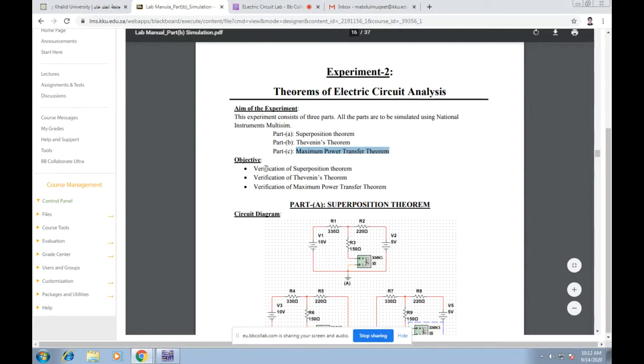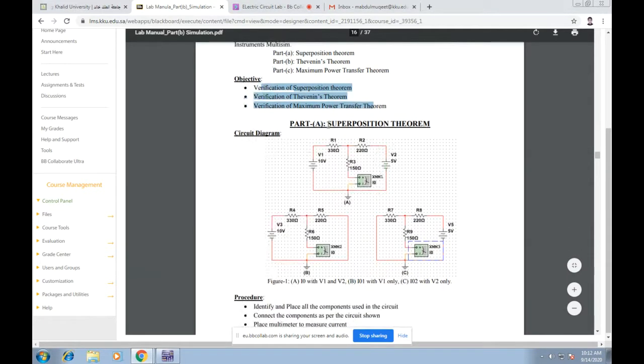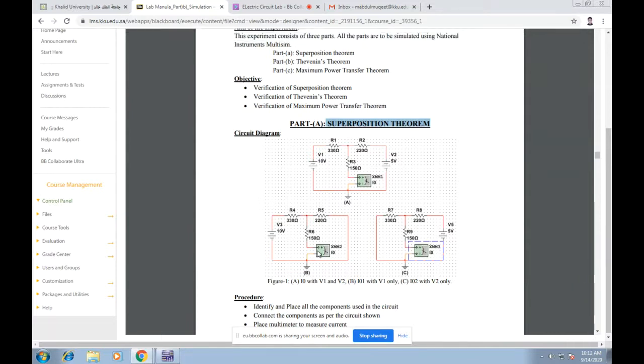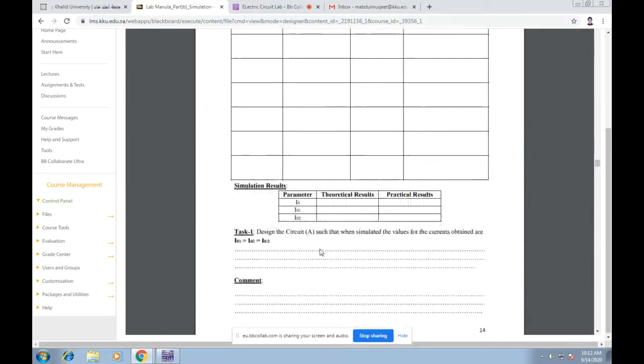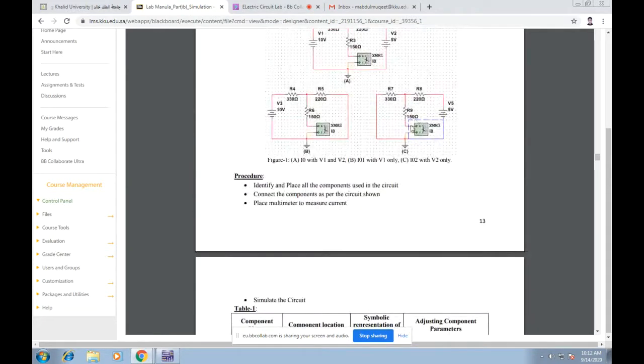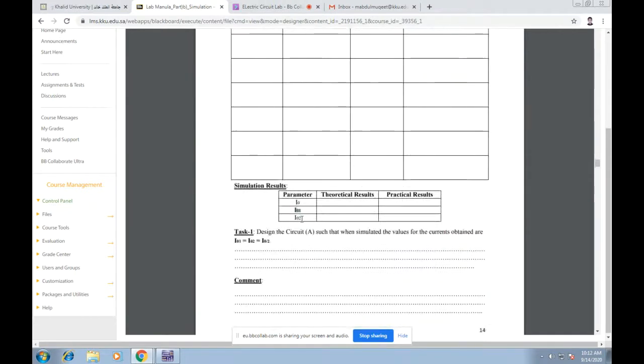So what is the objective? We are going to verify all these three theorems. Let us start with the superposition theorem. There are three circuits we have to prepare. Using the first circuit, we will find the total current I0. Using the second circuit B, with the multimeter, we find the current I01. Using the third circuit, we find the current I02.